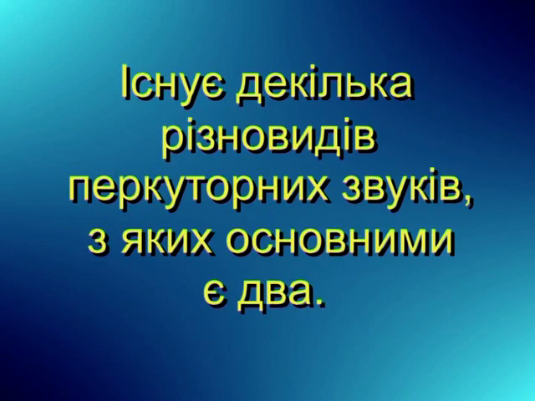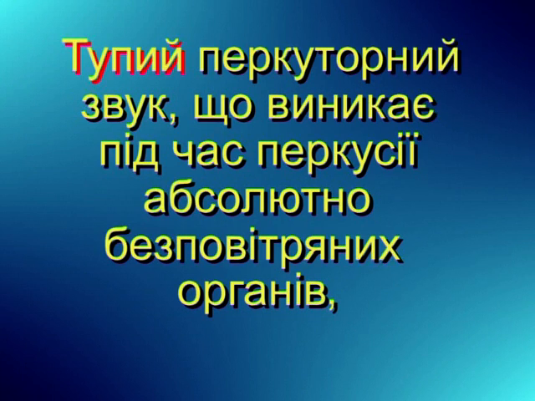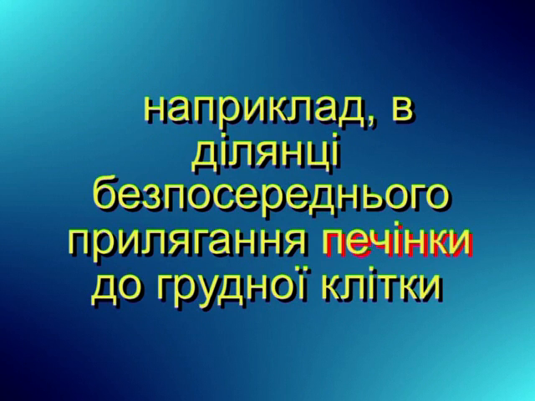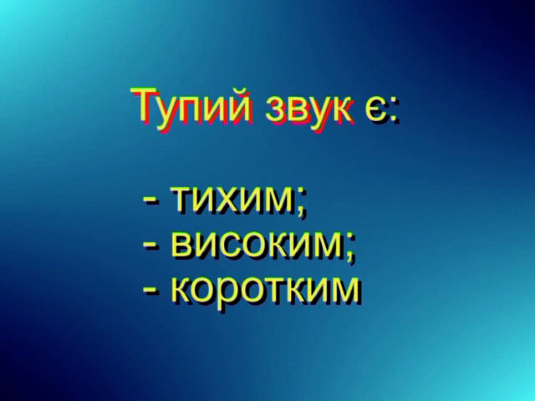There are several different types of percussion tones. Two of them are the basic ones. Dull percussion tone is produced during the percussion of absolute aortic organs, for example, the liver. This tone is high, short, and thud-like.